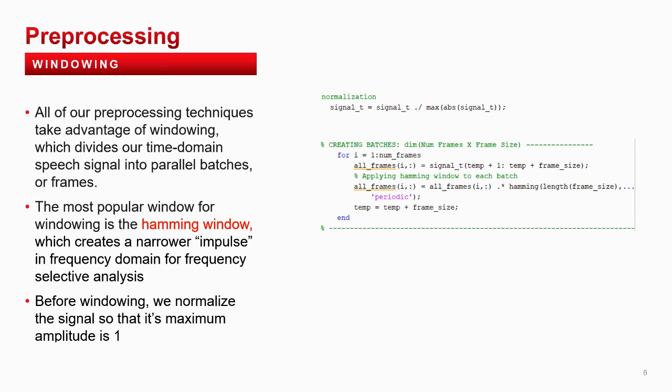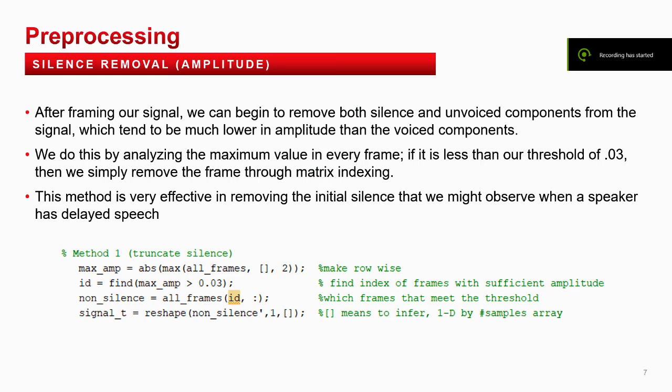The first step of pre-processing that we chose to do was windowing. This is better for our signal in the frequency domain rather than just straight up truncating it. The Hamming window is one of the most popular windows used, and this is what we decided to go with. But before windowing, we did normalize it so that the maximum amplitude was 1. Our next step in pre-processing was the removal of silence.